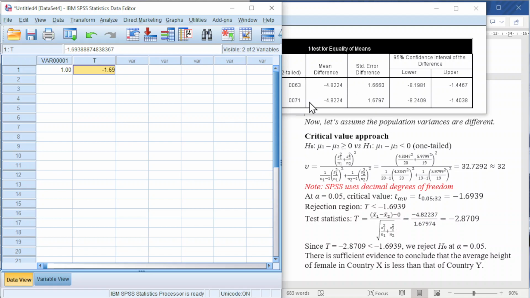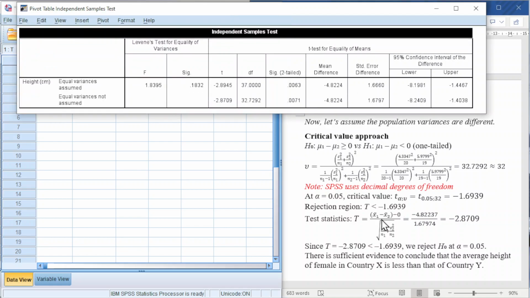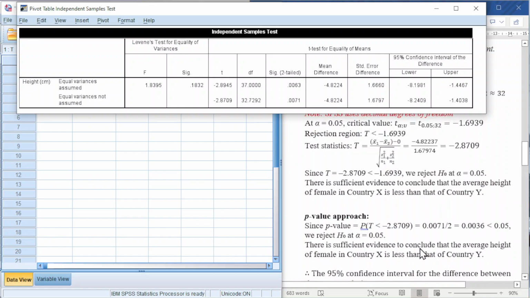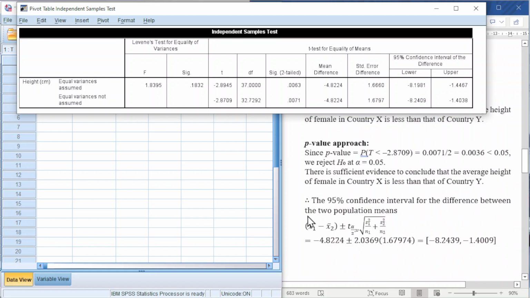From here, we obtain the test statistic by using a different formula, and this is supposed to be equal to negative 2.8709. Again, the test statistic is less than the critical value, which means that we should come to the same rejection and conclusion. And so for the p-value approach, again, we should take the value divided by 2 and obtain the p-value, and as we can see, it is also less than the significance level, which means that we have the same rejection and conclusion.